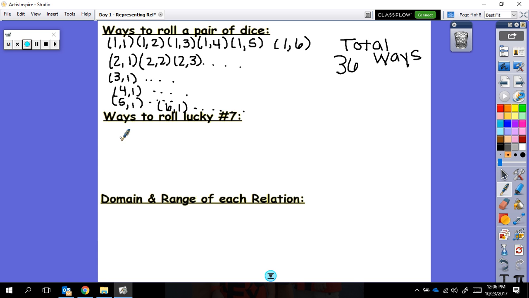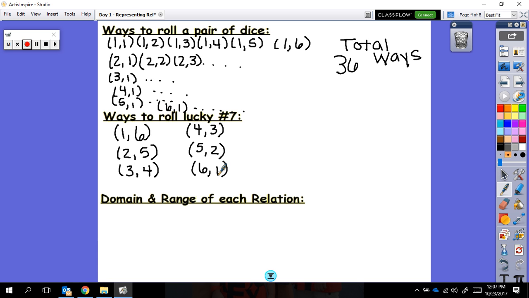Okay, now what if we are talking about just rolling a 7? So if you roll a 1 on your first die, the second one has to be a 6, right, to get a 7. What about 2? So 2, 5, and 3 is 3, 4. Okay, and then if we roll a 4 the first time, we would have to have a 3 on the second. A 5 the first time gives me a 2 on the second, and a 6 the first time gives me a 1. So there are 6 different ways to roll a 7.